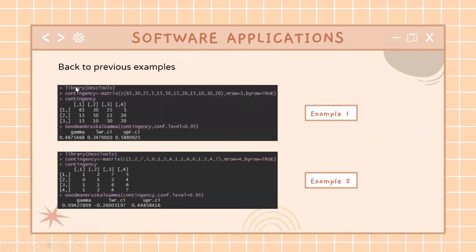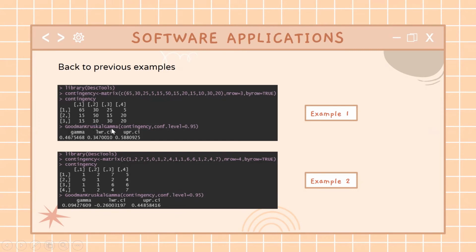So, let's go back to the previous examples. Of course, first comes library(DescTools). And then, we input the matrix, which we learned in previous stat courses. So, this is the contingency table from earlier. We just entered it here. These are the frequencies. And we named the matrix contingency.